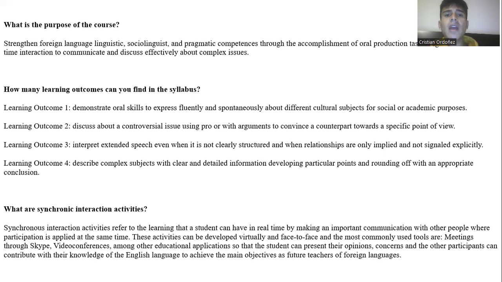These activities can be developed virtually and face-to-face, and the most commonly used tools are meetings through Skype, video conference, among other educational applications, so that the student can present their opinions and concerns, and the other participants can contribute with their knowledge of the English language to achieve the main objectives as future teachers of foreign languages.